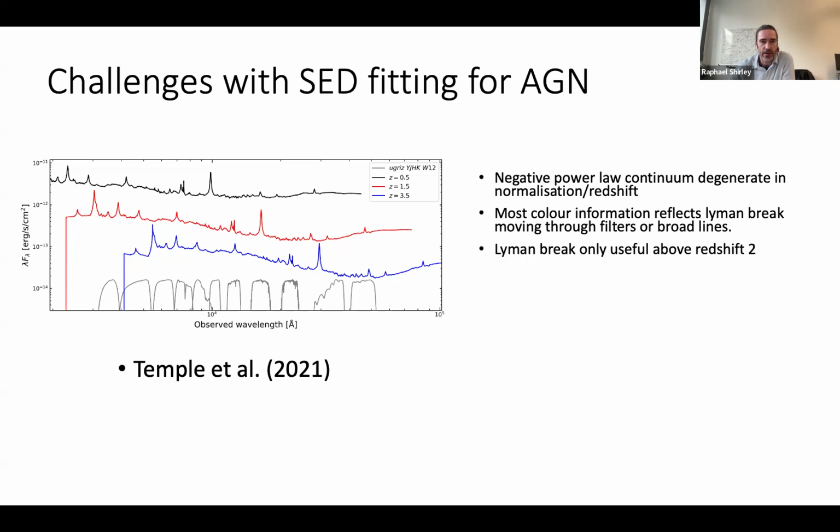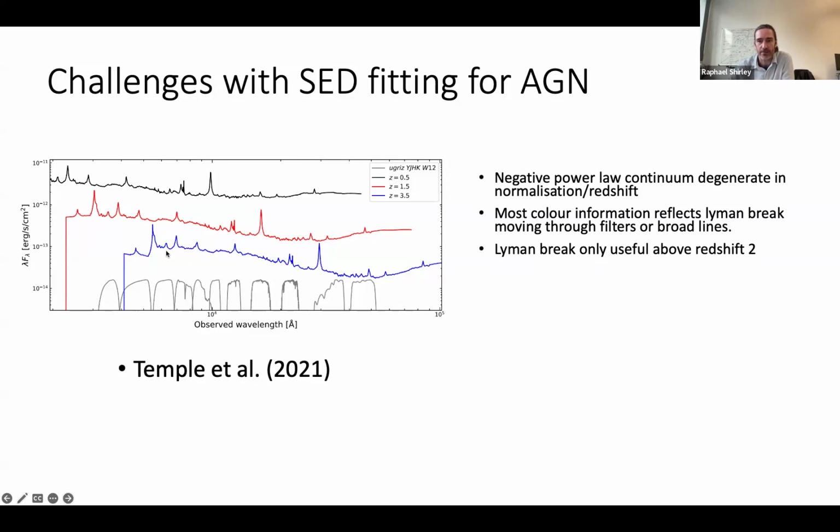So on the left here, we have the Matthew Temple model. This is an AGN model. We've got wavelength on the x-axis against flux on the y-axis, and we're seeing an AGN at various different redshifts. The key feature of AGN spectra is they have this negative power law slope. So the main continuum here is just a downward slope, and we therefore have essentially complete degeneracy between redshift and luminosity.